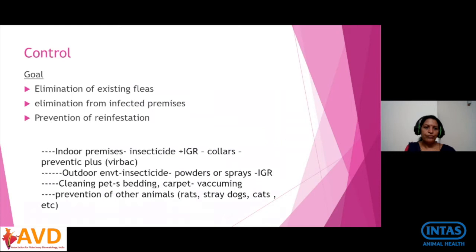The main control is elimination of existing fleas, elimination of the infected premises, and prevention of reinfestation. These are the main aims of flea control. For indoor premises, we have to use insecticide plus insecticide growth regulators; collars can be used. For the outdoor environment, we can use insecticide sprayers, powders, and cleaning of pets' bedding. Vacuum cleaning of carpets is very important.